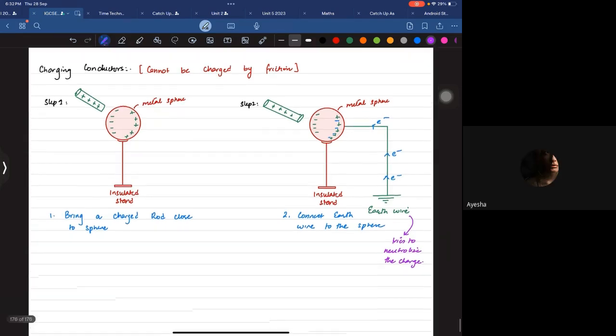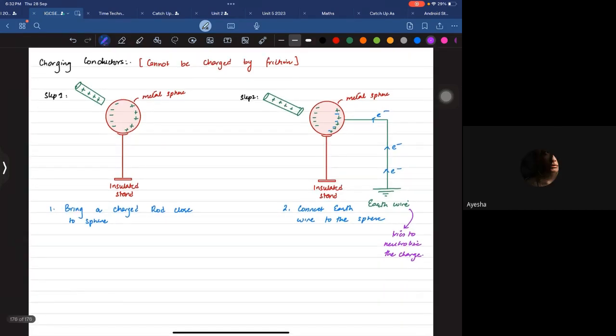Sir, so then what happens in the metal sphere? So now there are more electrons and fewer protons. Do you get it? Like that? Now we got to. Yes, Aisha. Yes, sir. Now we got to basically trap these. All right, we got to trap these.